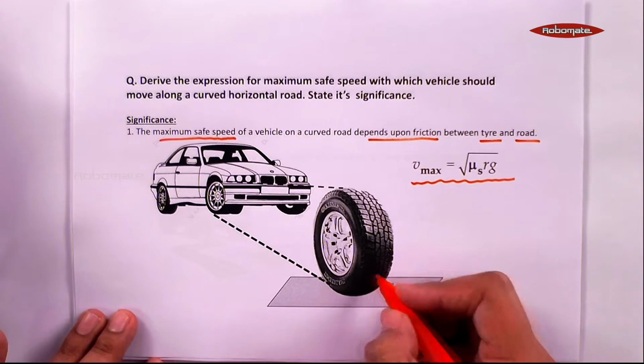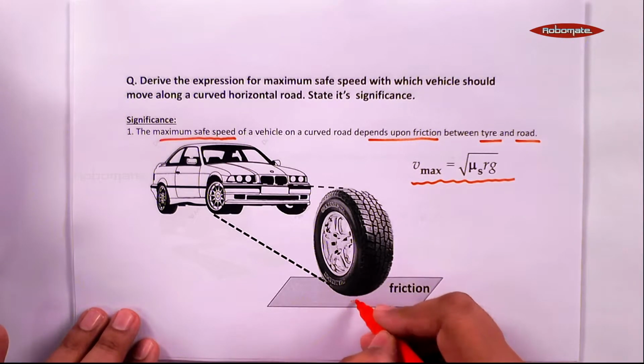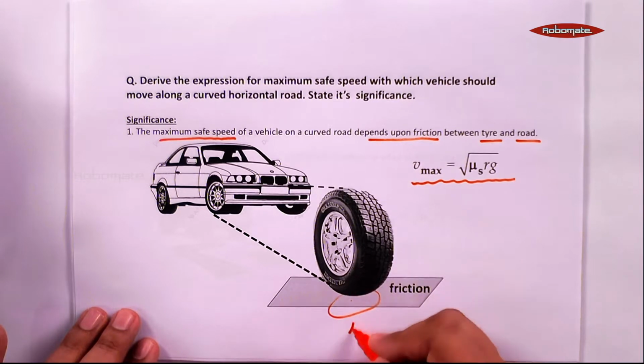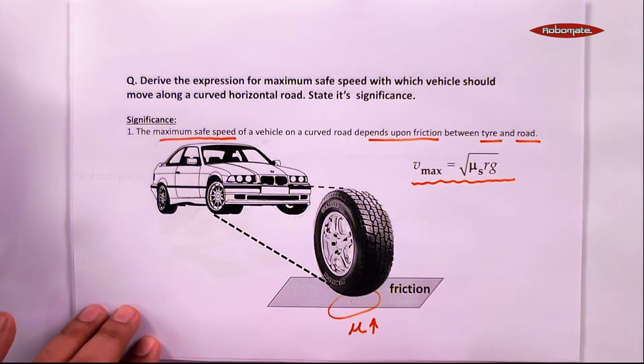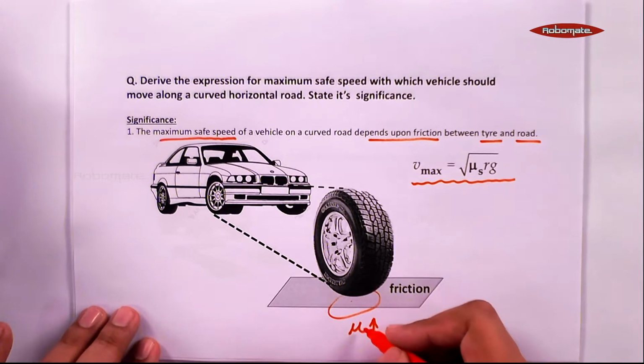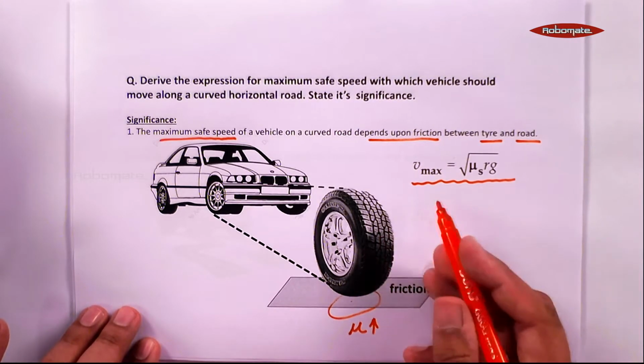So if the tire has a lot of grip, then the coefficient of friction between this tire and this road surface might be very high, if the tire has a very good grip, or the road has no impurities, no slippery part, no wetness, no oil on the road. So in that case, the coefficient of friction may increase. And correspondingly, the maximum safe velocity for the car will also increase.